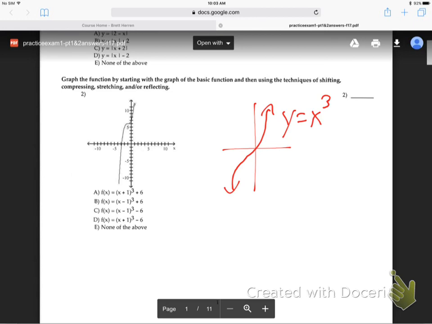Looks like they've just moved it up 6. Looks like, right? Up 6. And is that left 1? Yeah, it looks like there's some kind of movement on the sideways, so left 1.